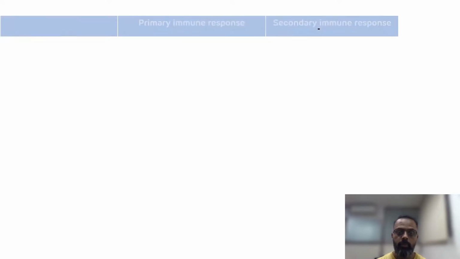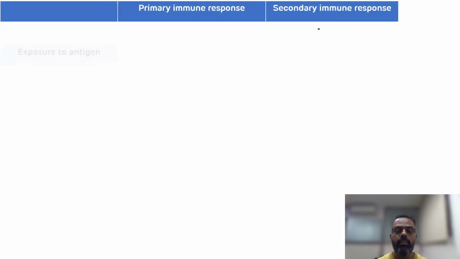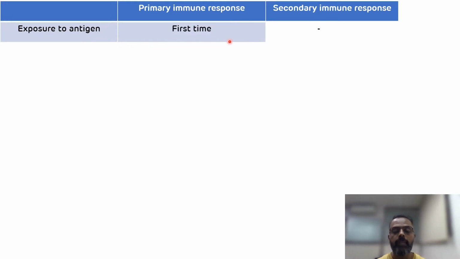Hello everyone. In this short video, we will discuss what are the differences between primary immune response and secondary immune response. So let's start. The first difference is related to the exposure to the antigen. In the primary immune response, exposure to the antigen is for the first time, while in the secondary immune response, it is a re-exposure to the antigen. So that is the first difference.